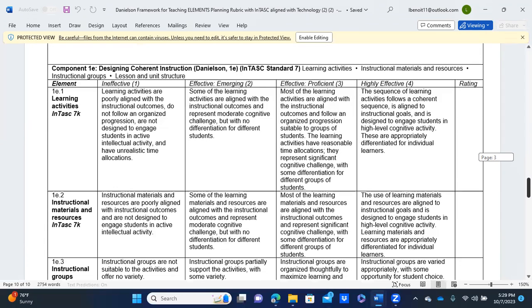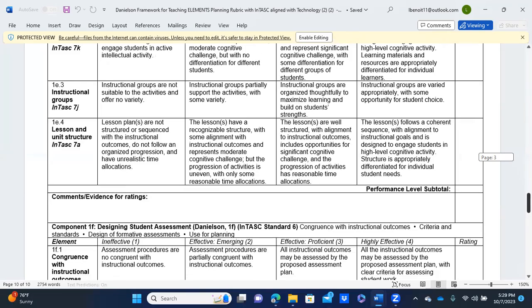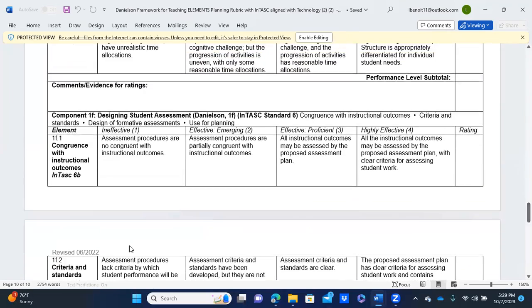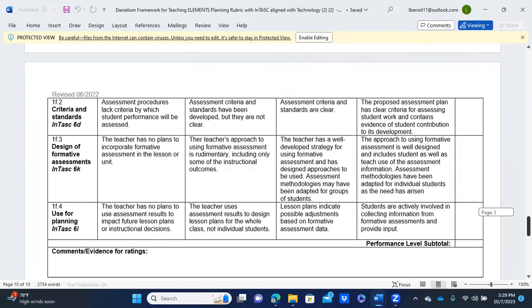So that's why that learning progression has to be so detailed. What are the activities? What are the materials being used? How is grouping being used? What's the lesson and unit structure? Congruence with instructional outcomes is the first part of designing student assessments. So notice, if you've been thorough in explaining how you're going to assess student learning, you should be doing pretty well on this part of the rubric.